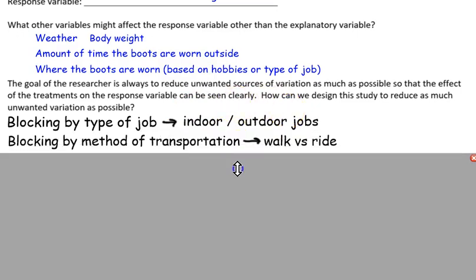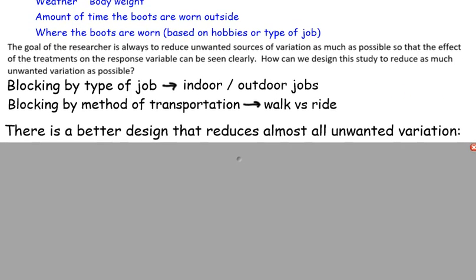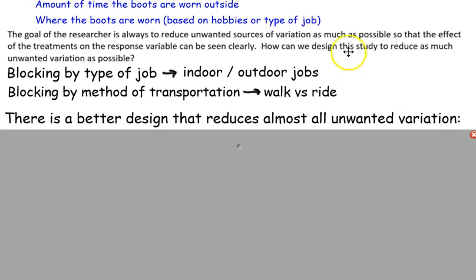Another possible blocking would be by their method of transportation, the people who walk to work versus the people who ride a bus or take a car, because that would affect the amount of water damage on the boots probably as well. But there is actually a better way that reduces almost all of the unwanted variation. So you might want to think about what that is and see if you can figure it out before I do the big reveal here.